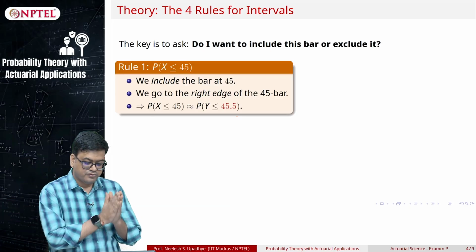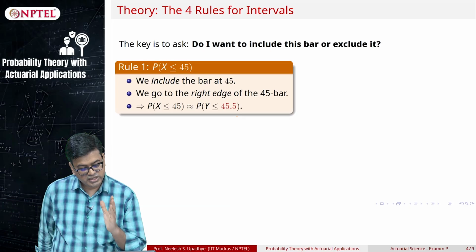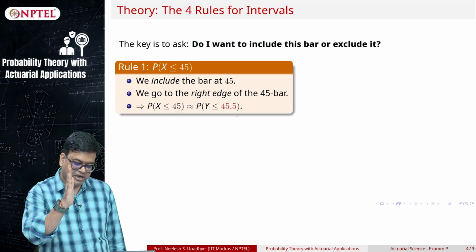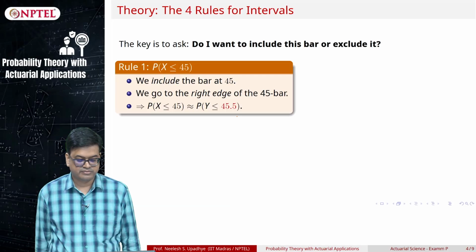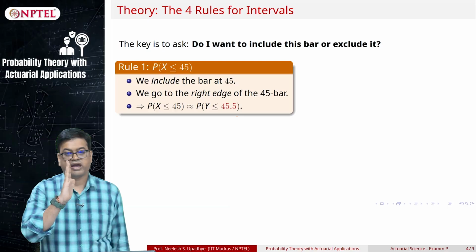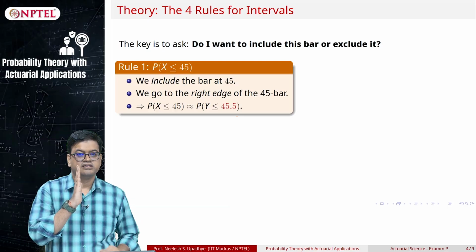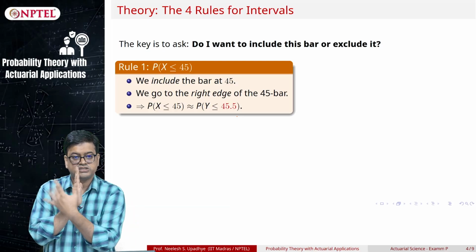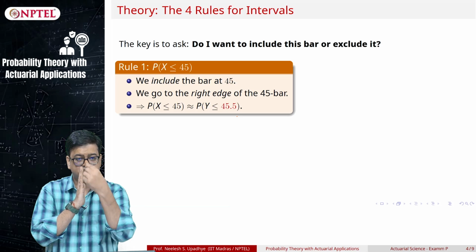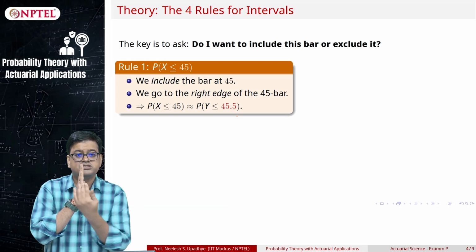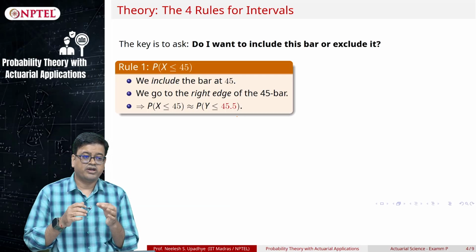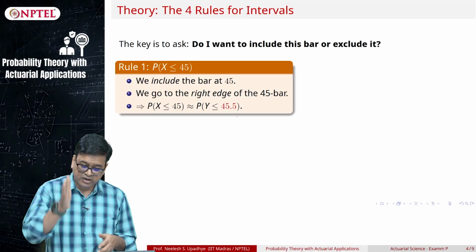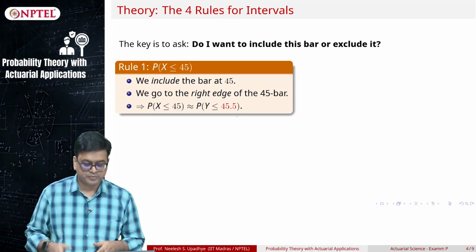For example, if a question says probability of x less than or equal to 45, that means the 45 bar is actually included. So what will you do? Now you have to accommodate this 45 bar, right? If you chop it at 45, you lose part of it, because the probability mass which is focused on 45 is distributed between 44.5 and 45.5. So what will you do? You will take it into account, which is 45.5.